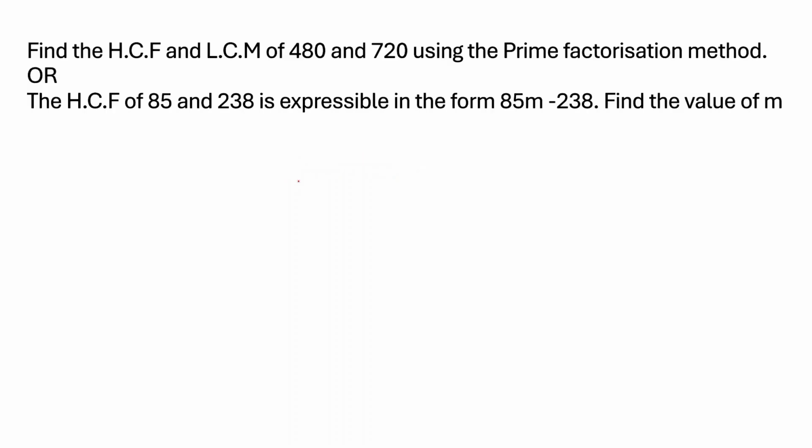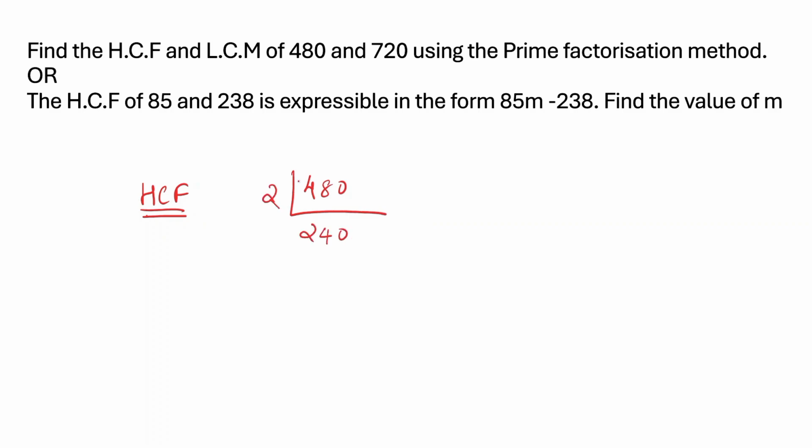Find the highest common factor and least common multiple of 480 and 720 using the prime factorization method. So they have mentioned the method, it should be prime factorization. For the HCF, I'm going to find 480's prime factorization. I am dividing it by 2.